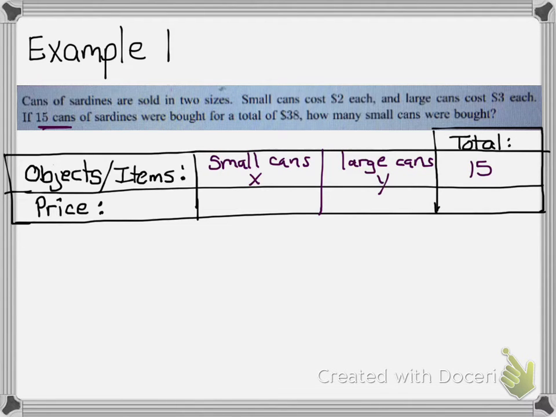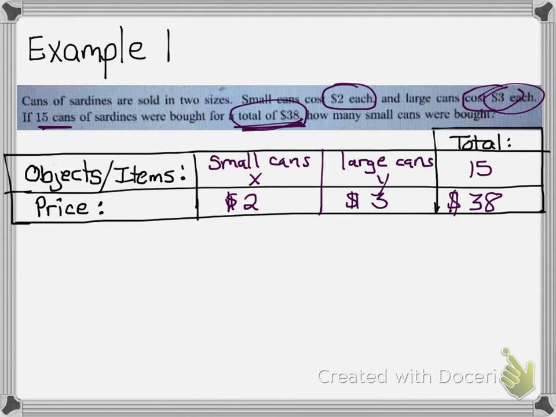All right, now, they're always going to talk about two different objects or items as well as the price of those two different objects. So they just said that the small cans cost $2 each. So I know that the price is $2 for the small cans. And the price for the large cans is $3 each. So I'm going to write $3 for my large cans. And they're always going to tell you a total price, which in this case was a total of $38.